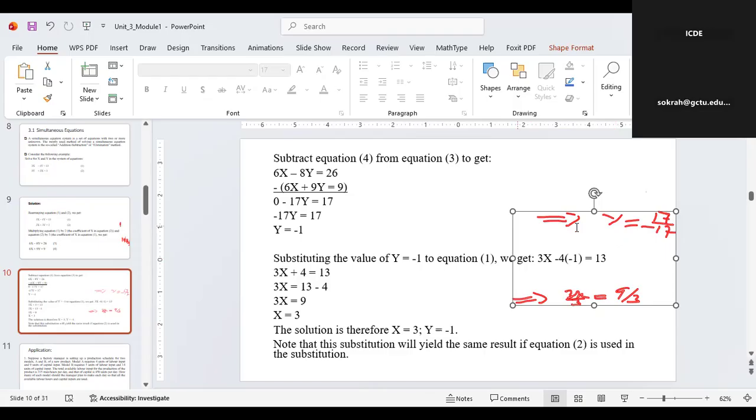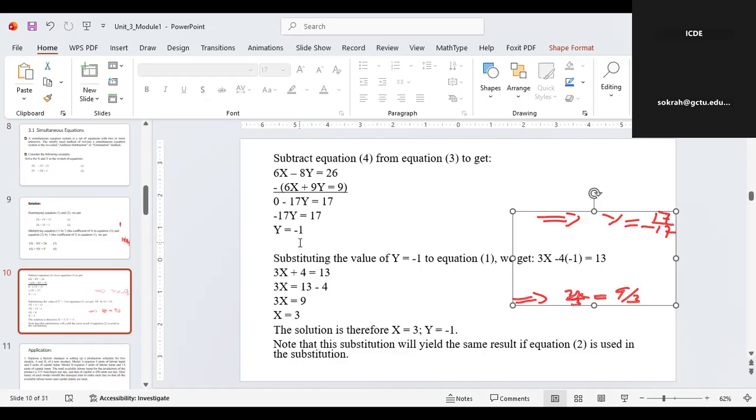So from here, we are looking for y. So what do you do? You divide through by negative 17. So that becomes y is equal to positive 17 divided by negative 17. And that gives us what? Negative 1. Okay. Then now you know the value of y to be negative 1. Initially, you didn't know the value of x, you didn't know the value of y. Now you know the value of y.